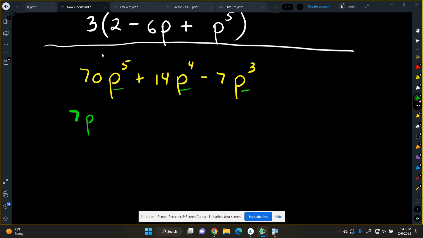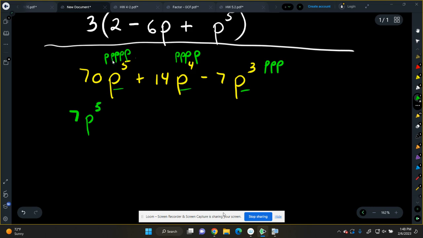If you look at this, p to the 5th means I have p times p times p times p times p. I have 5 of them. Here, how many do I have? 4. And then down here, I have 3 of them. So if I take p to the 5th out, all 5 of these p's would cancel out. But I'd run into trouble here because I don't have 5 p's to cancel out. I only have 4. And I'd run into trouble here also because I only have 3.